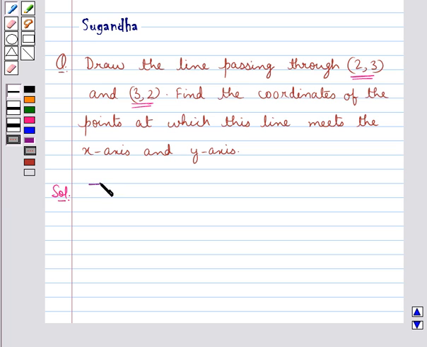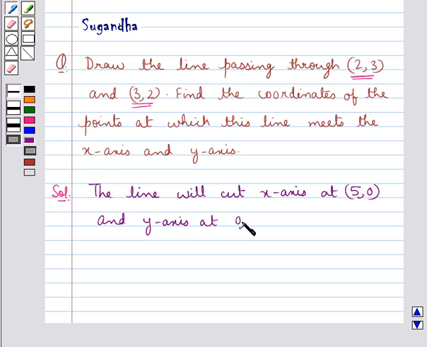So we say the line will cut the x-axis at point (5, 0) and y-axis at (0, 5). So this is the final answer.